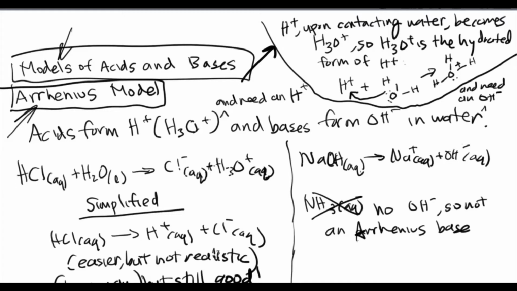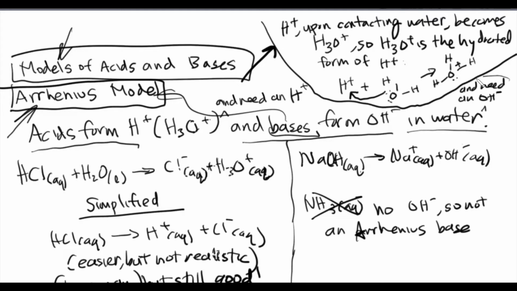So, to tell you the truth, in the Arrhenius model, which is the first model that we'll look at, the simplest model actually, acids form H+ and bases form OH- in water. And an extra requirement for the base definition for the Arrhenius model is that the base has to have an OH in its formula to be considered an Arrhenius base.